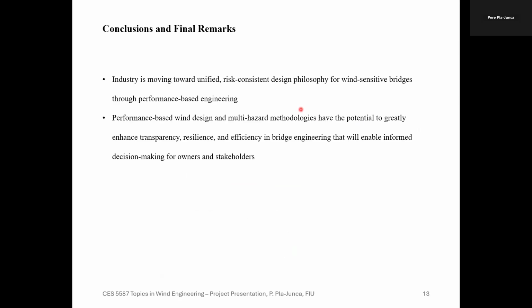So, conclusions and final remarks. The industry is moving toward a unified risk-consistent design philosophy for wind-sensitive bridges through performance-based engineering. Performance-based wind design and multi-hazard methodologies have the potential to greatly enhance transparency, resilience, and efficiency in bridge engineering that will enable informed decision-making for owners and stakeholders.